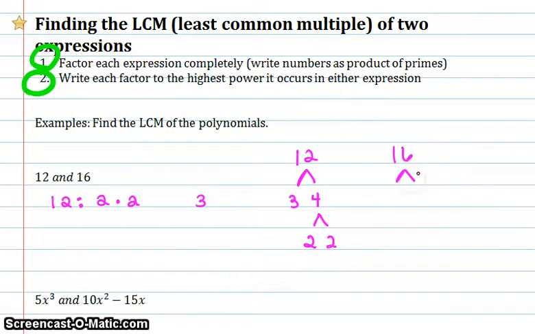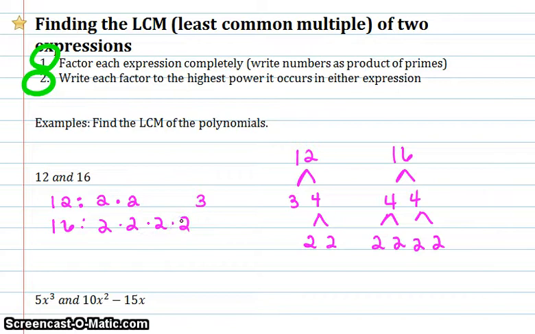Then I want to look for the factorization of 16. So 16, I know that 4 and 4 go into 16, and then I can factor each of those to 2 and 2. So the prime factorization of 16 is 2 times 2 times 2 times 2.